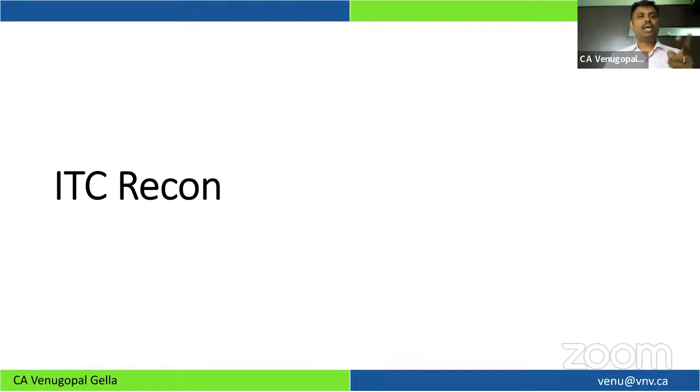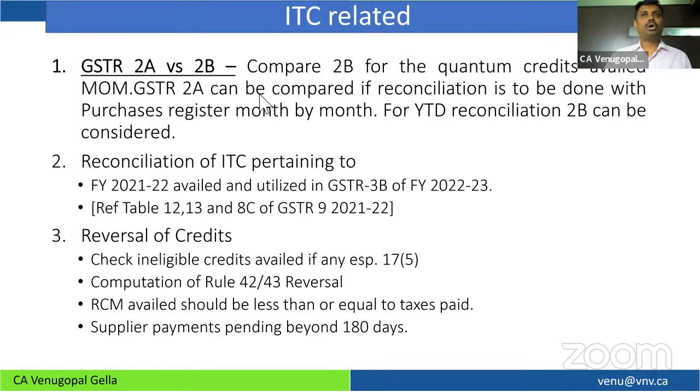Now, the difference between 2A and 2B. 2B is this: if the supplier has filed his R1 within time, that is by 11th of the month, I am eligible to take the credit in this month because it would be visible in 2B. And if he's filing after 11th, let's say he's filing on 15th, it would be visible in GSTR 2A, but not visible in GSTR 2B. So you also have to draw a reconciliation, for the purpose of reconciling the books of accounts, of what credits are there in 2A and 2B.